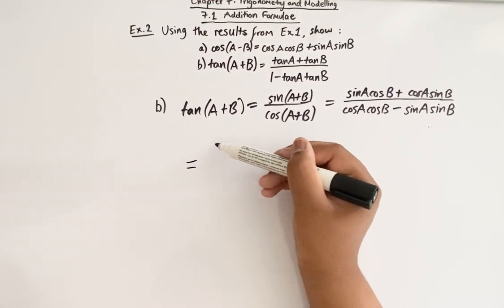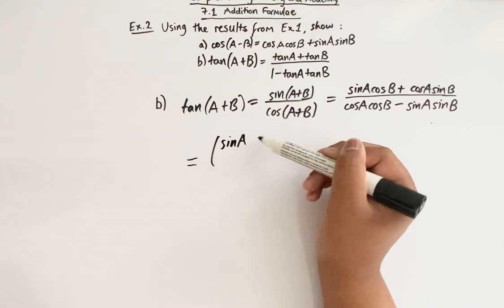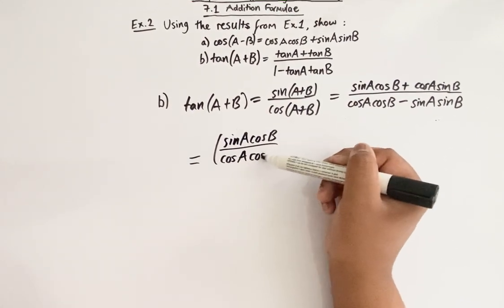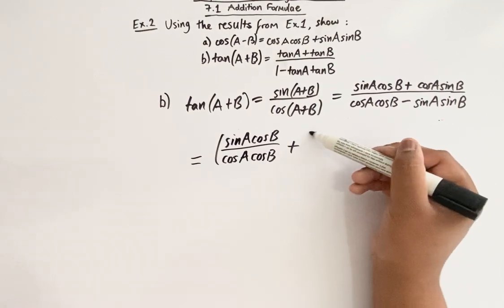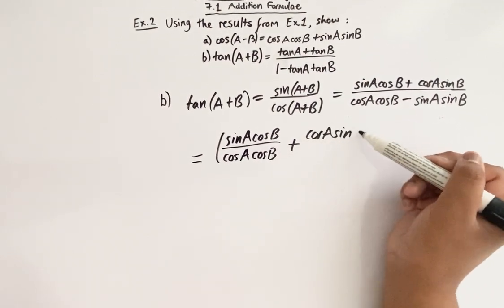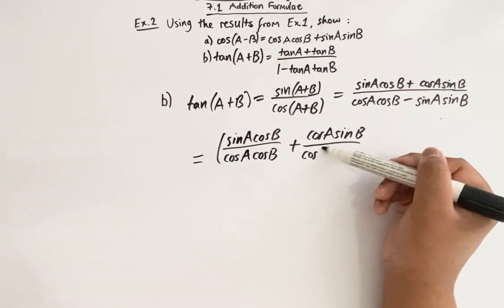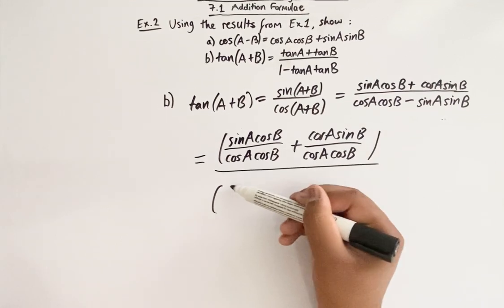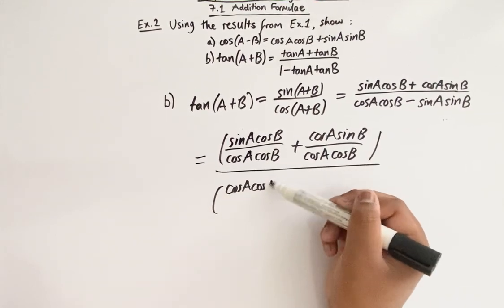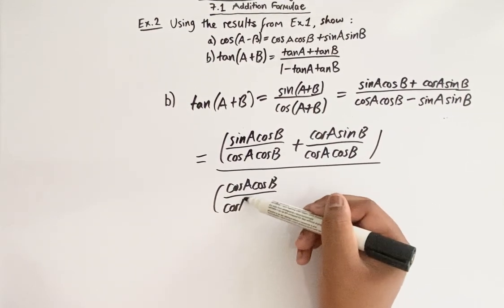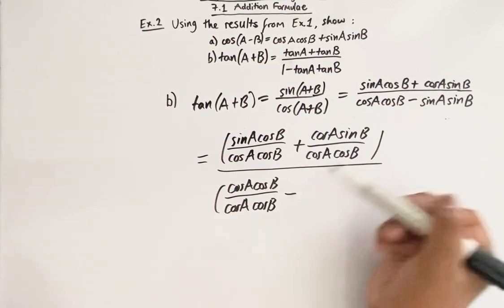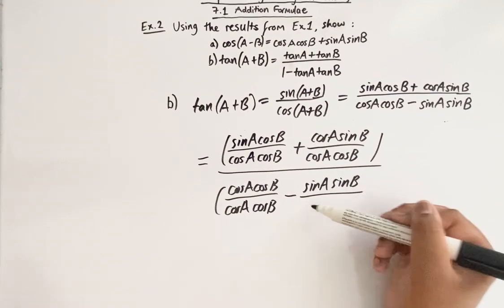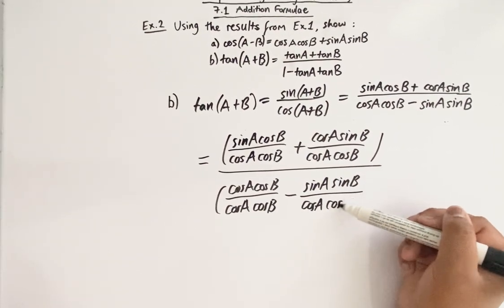So it's going to be equal to sine a cos b over cos a cos b plus cos a sine b over cos a cos b, all over cos a cos b over cos a cos b minus sine a sine b over cos a cos b.